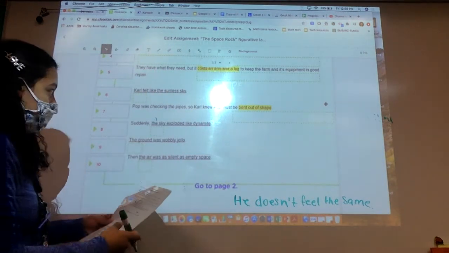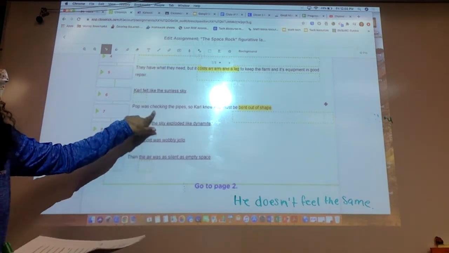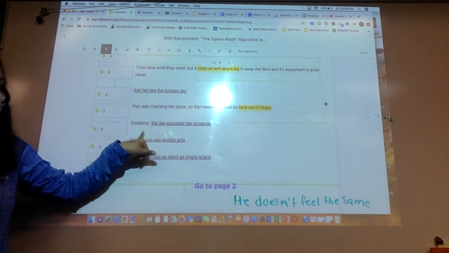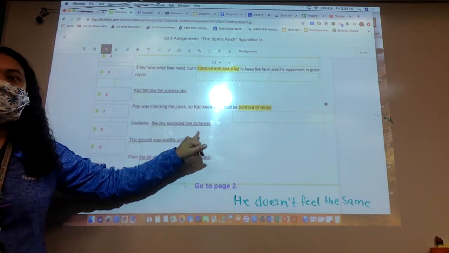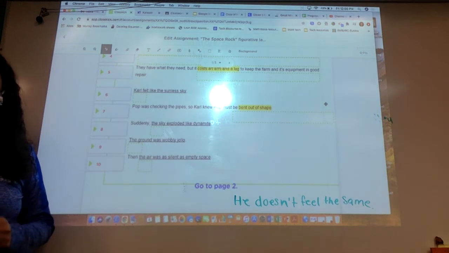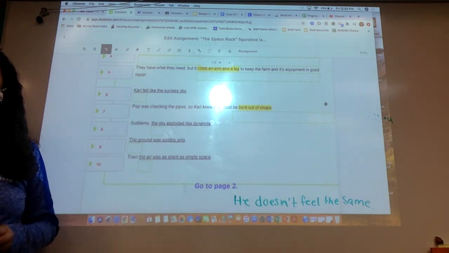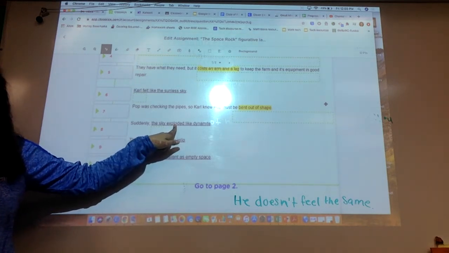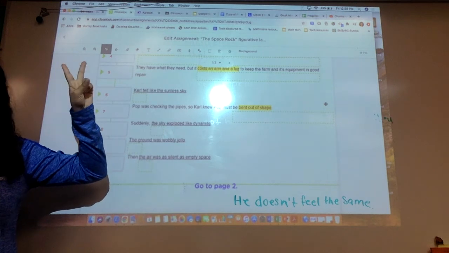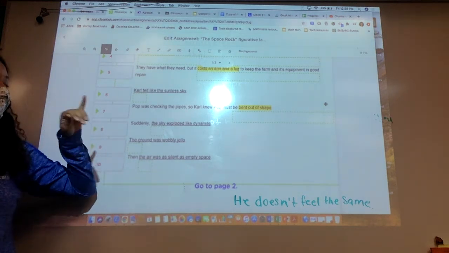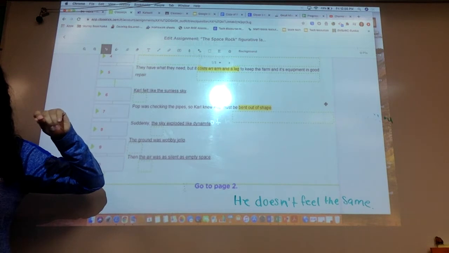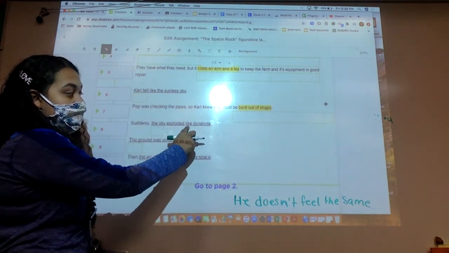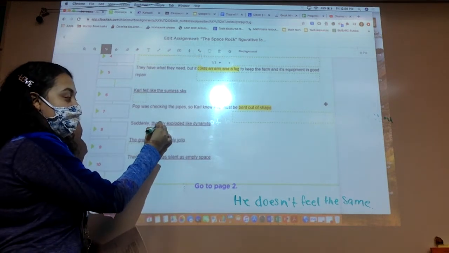Right here, number 8. Ready? Suddenly, the sky exploded like dynamite. It's underlined, so that would go with number 2. So it's either a simile or a metaphor. What does a simile have to have? What word? Like or as? Does this have the word like? Yes, right there. So it is a simile. So let's put S for simile.